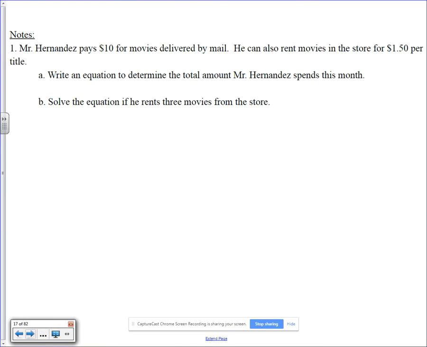Okay, let's look at letter A there. Write an equation to determine the total amount Mr. Hernandez spends this month. Do I know how much he spends this month? No, so I'm going to make a variable, okay? And on your homework, the variables will already be listed for you. Okay, what do you want to use for the variable for the total amount? I heard about 3 different letters. What do you guys want to go with? I'm hearing more M's.